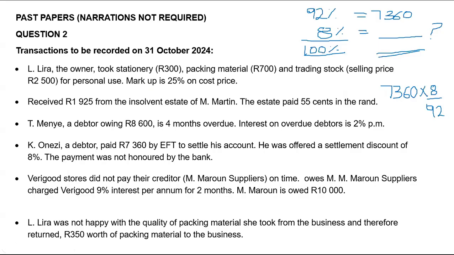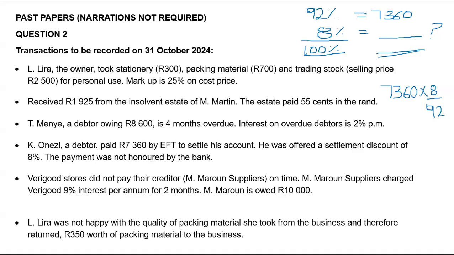Next transaction. Very Good Stores did not pay their creditor, which is M Maroon Suppliers, on time. Very Good owes M Maroon Suppliers, and we did not pay on time. Because we did not pay M Maroon Suppliers on time, M Maroon Suppliers charged Very Good 9% interest per annum for 2 months. I also need you to highlight the fact that this interest is per annum for the year, and we were charged interest for 2 months. M Maroon is owed 10,000 Rand.